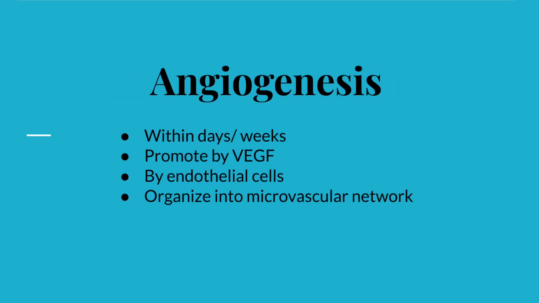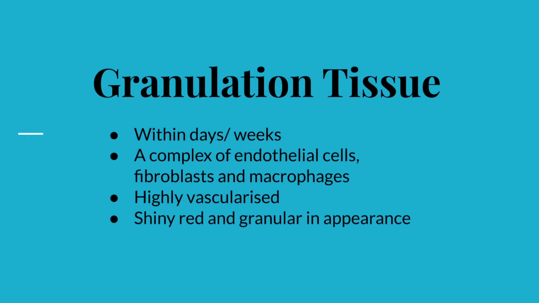Next is the process of angiogenesis, promoted by vascular endothelial growth factor, which acts through the endothelial cells. In the phase of angiogenesis, there is an organization of the microvascular network. The granulation tissue is formed from a complex of endothelial cells, fibroblasts, and macrophages. The key features of granulation tissue are that it is highly vascularized and has a shiny red and granular appearance when looked at with the naked eye.